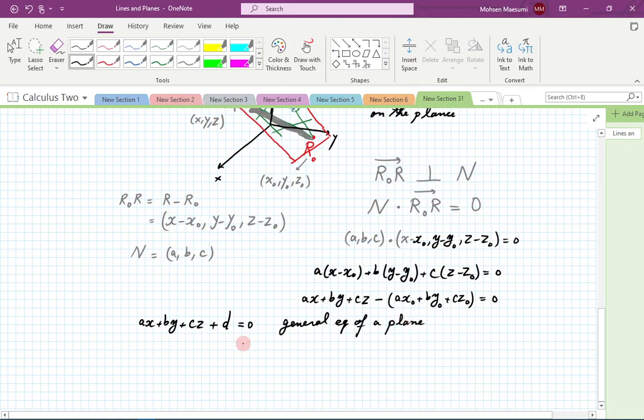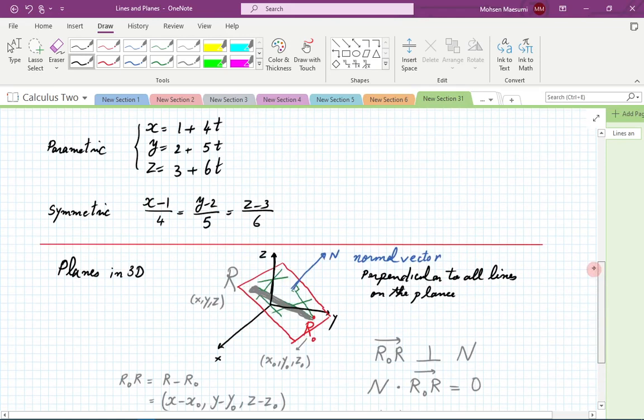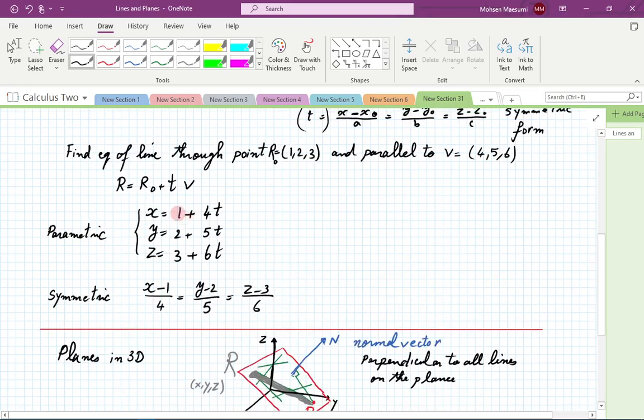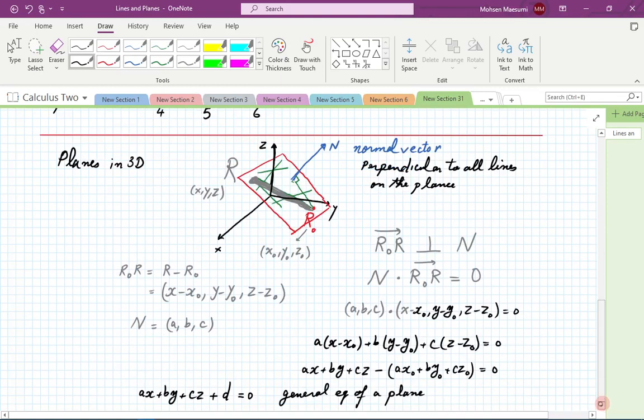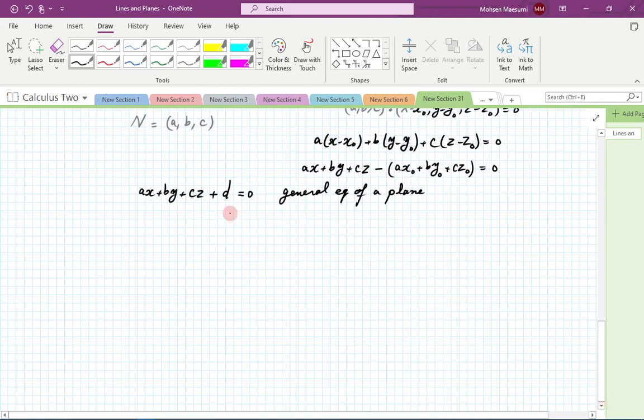Notice this is a single equation, unlike what we had in this situation where you either have three equations like this or a set of equations like that, and so on. For the case of a plane, it's just one equation.